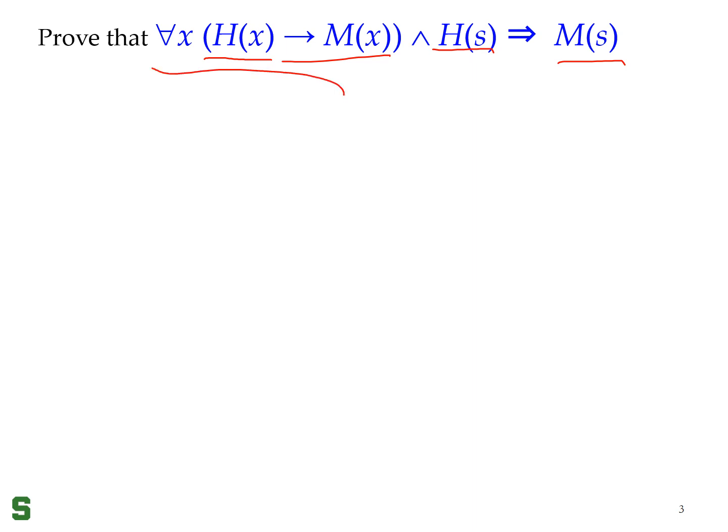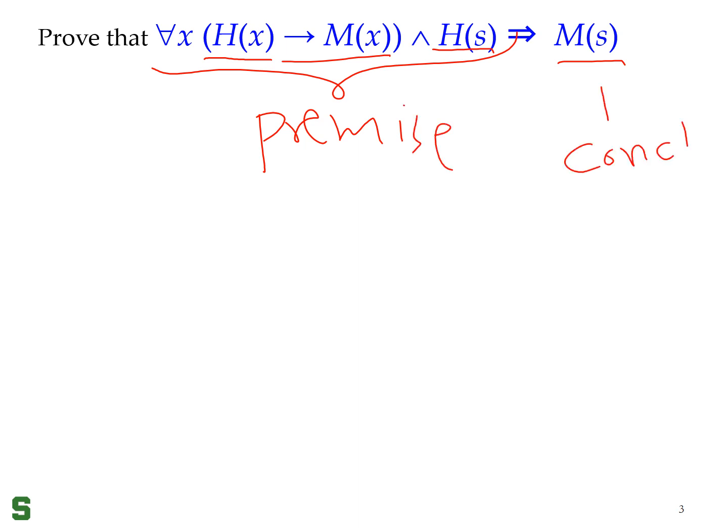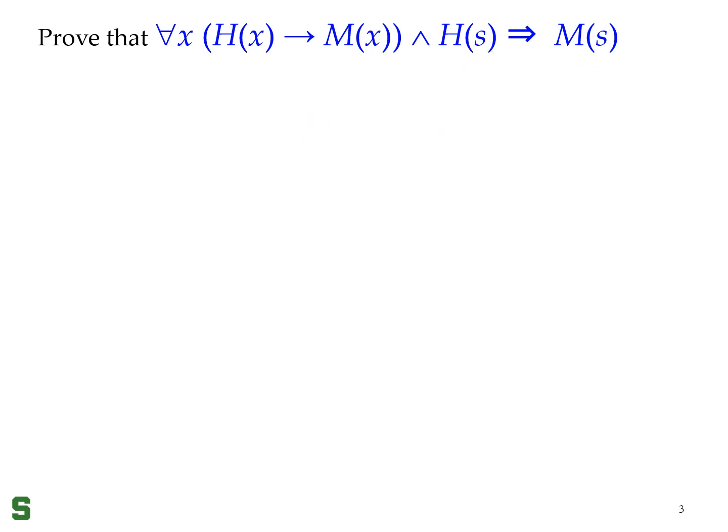Now in this case, this whole thing is our premise. This is our conclusion. This premise consists of two parts. This is part 1, this is part 2. Okay, so let's look at the proof.